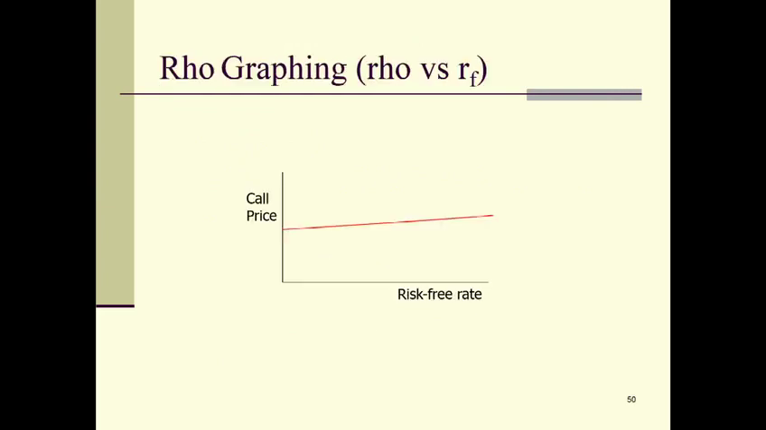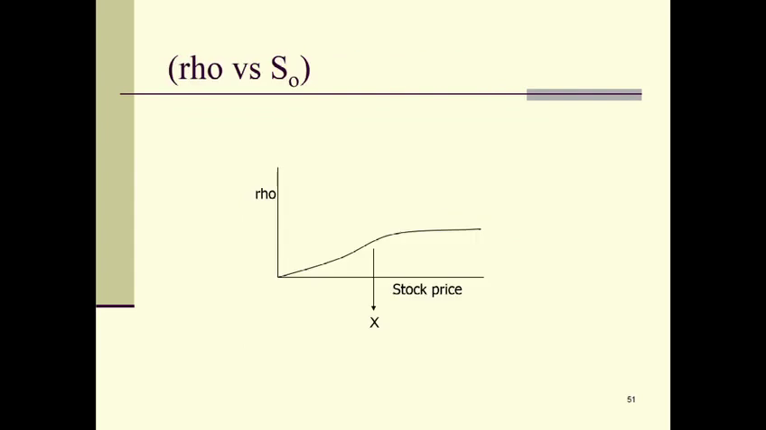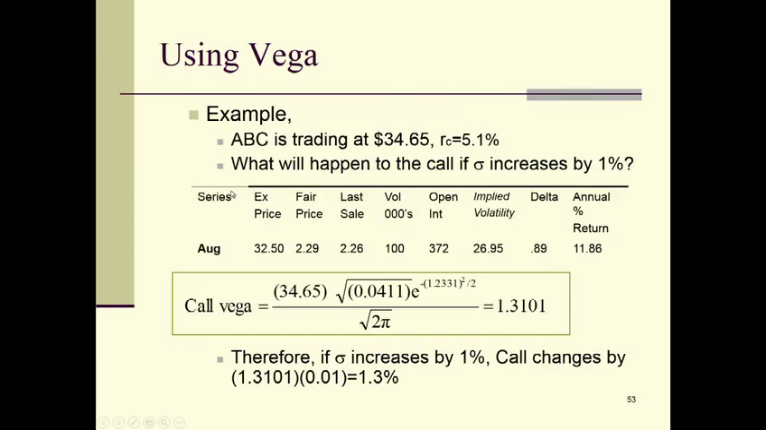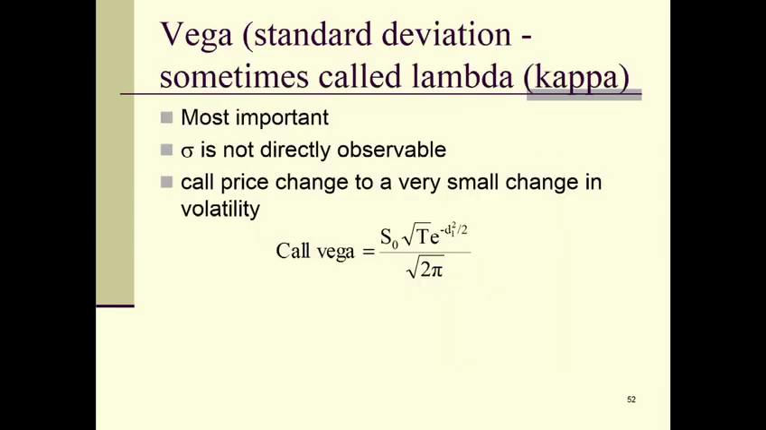I'm missing one, right? We haven't looked at... Oh, we look at this. Okay, Vega. Is Vega going to be positive or negative? Positive. Is call Vega going to be the same, larger or smaller than put Vega? What do you think?